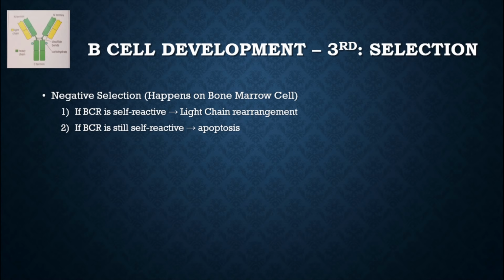essentially regenerating itself. So if it binds and it's self-reactive, the light chain undergoes another set of rearrangements. Remember, there's 4 chances with the light chain, so you've got extra sets. It's going to undergo more mutation in the light chain in an attempt to make a non-self-reactive protein. So if the B cell receptor is still self-reactive after that second attempt, it then commits apoptosis.